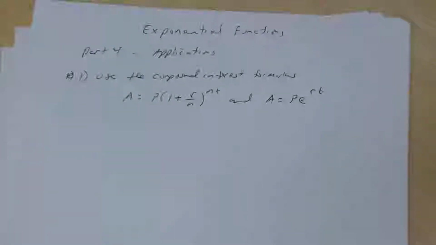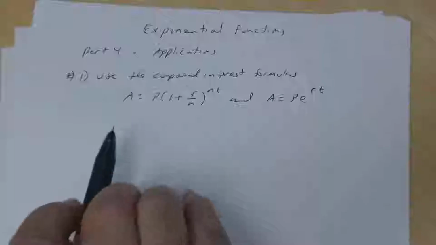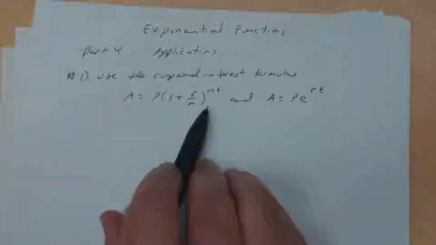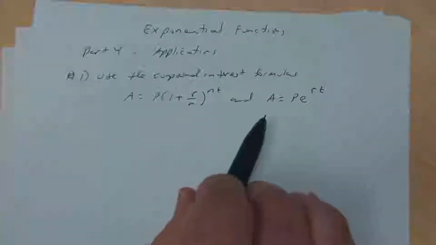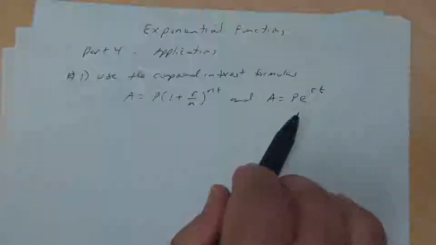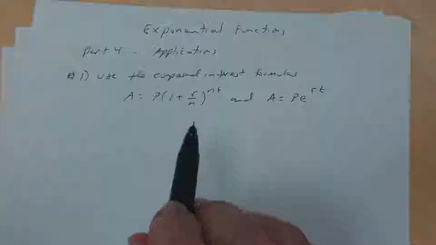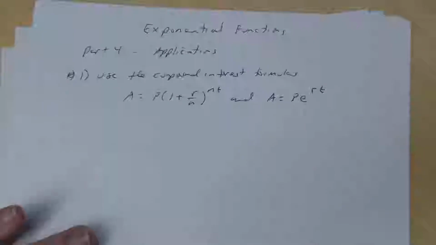And there are two compound interest formulas. There's this one, which is A equals P times 1 plus R over N raised to the NT. And then the other one is A equals P times E, and the exponent of E is RT. Okay, now let's talk more about these letters.